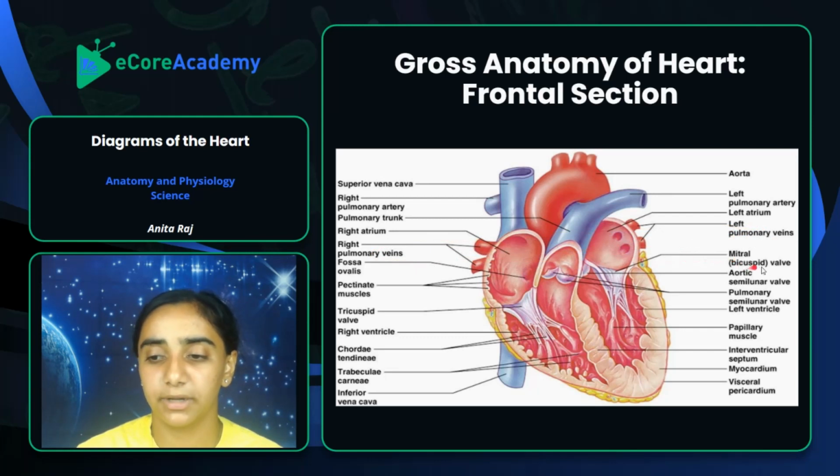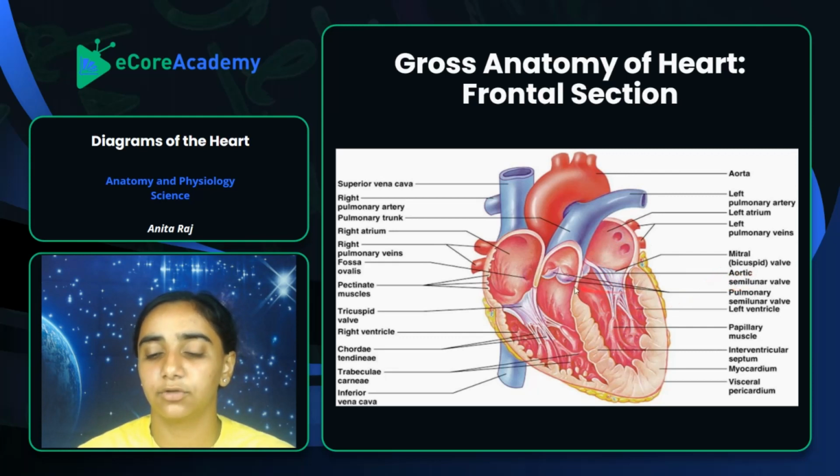Then you have your mitral or bicuspid valve, which is also an atrioventricular valve, meaning it's located between an atrium and a ventricle. And it's bicuspid because it has 2 flaps, unlike 3 flaps over here. You can actually see the 3 flaps of the tricuspid valve, and then the 2 flaps of the bicuspid or mitral valve. And then this freshly oxygenated blood is forced through this valve and into your left ventricle.